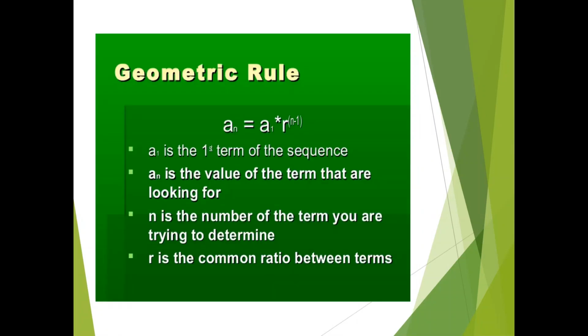Next, let's move on to the sequences with geometric ratio. The geometric rule is an is equal to a1 into r power n minus 1. Here a1 is the first term of the sequence, an is the value of the term that we are looking for, n is the number of the term you are trying to determine, r is the common ratio between terms.